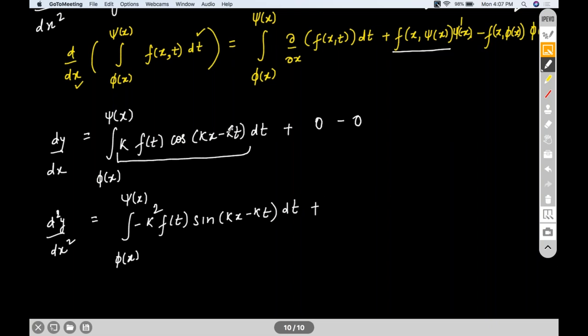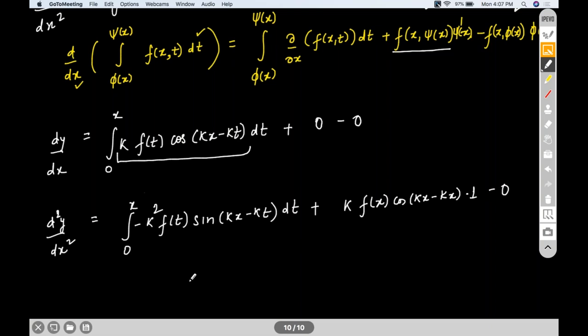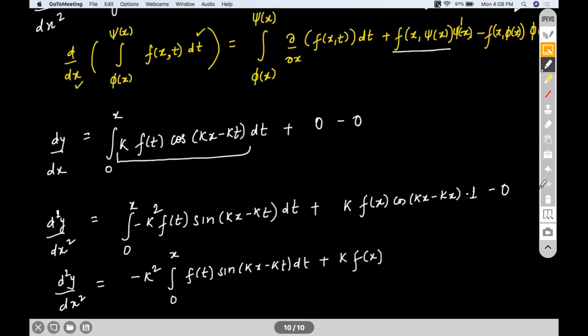Plus, put the upper limit. In fact, my upper limit here is x, and the lower limit is 0. So the upper limit x is going to make this function k f of x, with kx minus kx, into 1, and the other term I don't even have to write because that's going to be 0 anyhow. Okay, so this is going to give me d2y by dx square minus k square integral 0 to x f of t sine kx minus kt. This will become k f of x. Remember, cos of 0 is going to be 1 anyhow.